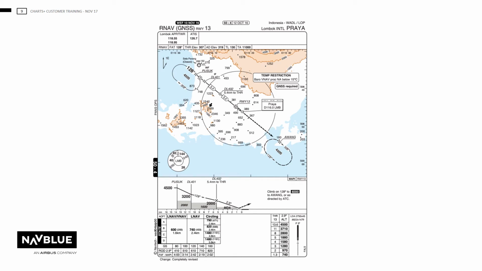Here is an RNAV chart with topography on it. Please familiarise yourself with the depiction of the aeronautical information. Here is an RNAV waypoint, written in italic form without the coordinates. The IAF and IF. NavBlue will only show the IFs on RNAV charts.